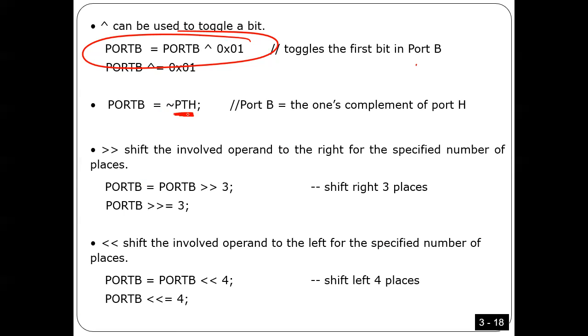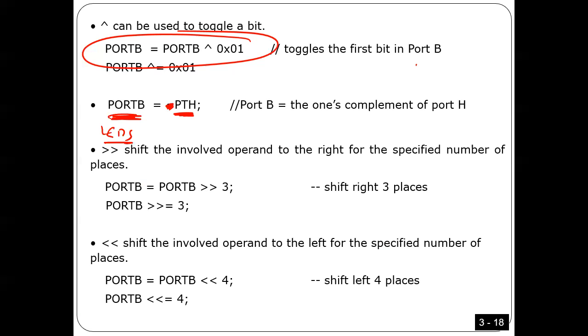PTH is port H. And as I told you before, port H is connected to the switches. Here I'm going to say port B. Don't forget, port B is the LEDs. So let me do it without this one, I'm going to delete this one. I'm going to say port B equal PTH. You know what this means? It means I'm going to read port H, which is the switches, and copy it here. So I'm going to copy from here to here, making the LEDs equal the switches.